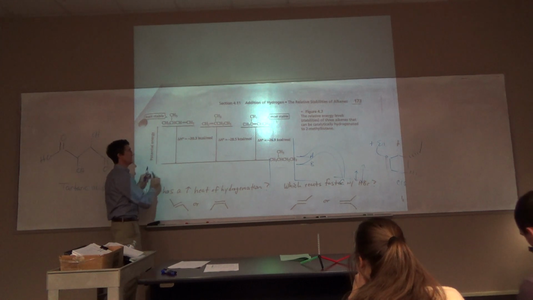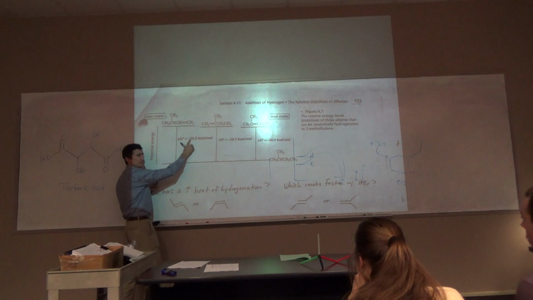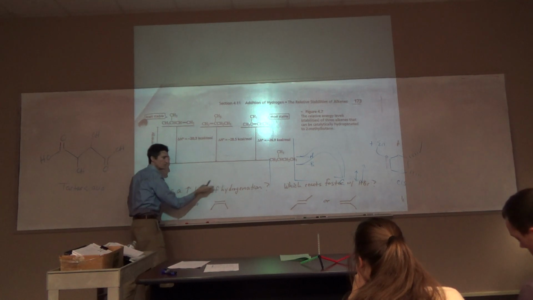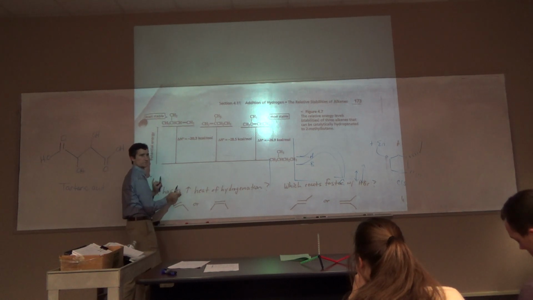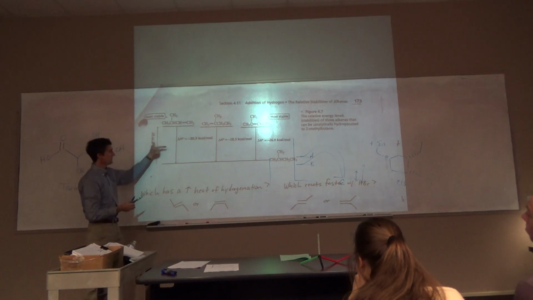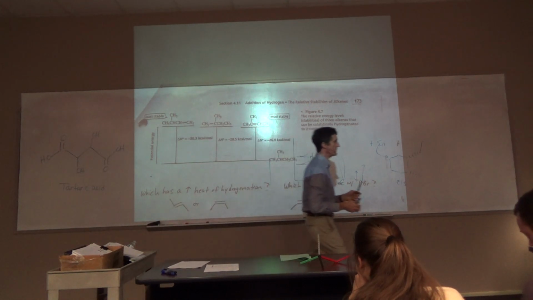You've got to be careful though, because this is the most negative delta H. So that sounds like the lowest number. Yeah, it's the lowest number in terms of delta H, but it's the greatest amount of heat given off. And that's what H of H refers to. So make sure you understand what an H of H is. The first reaction has the greater H of H, because it gives off the most heat. It gives off the most heat of hydrogenation.